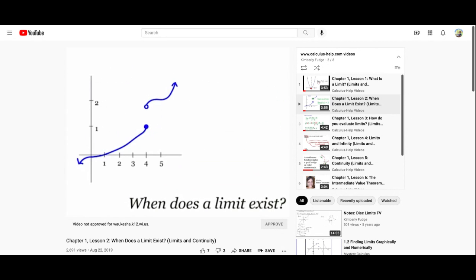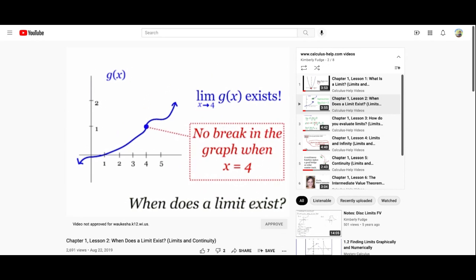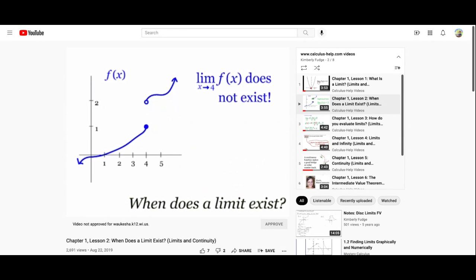Now let's change this function just a little bit. This new function, we'll call g of x, does possess a limit. Can you see why that's the case? It's because the function no longer has a break at 4. Now, there's something to be said here. The previous function did not have a limit at 4.